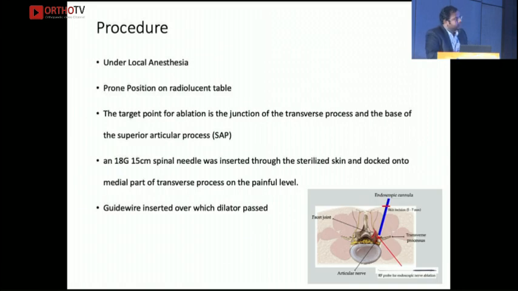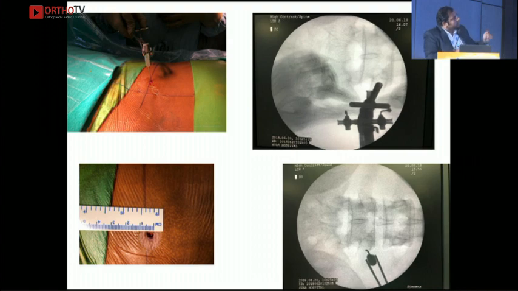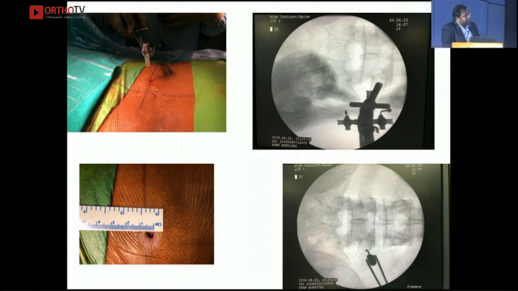So how do we do the procedure? It is completely under local anesthesia. We target the junction of the transverse process and the base of the superior articular process. We generally use an 18-gauge, 15 centimeter needle, inserted through sterilized skin and docked onto the medial part of the transverse process, as you can see in the picture, over which a guide wire is inserted and a dilator is passed. In figure 1, the needle is inserted, and you can see the needle location in the AP projection.